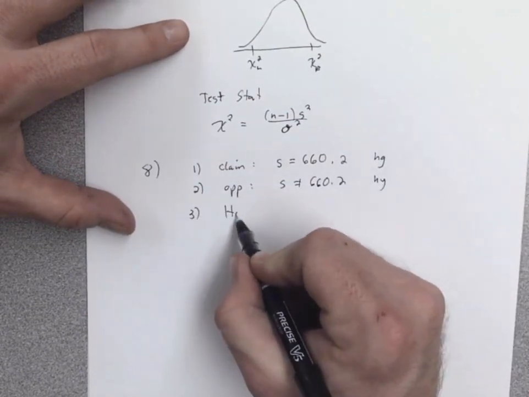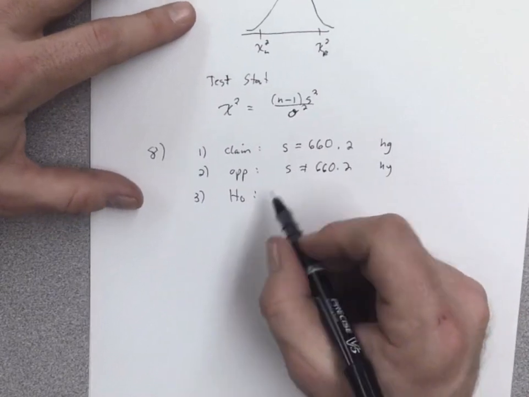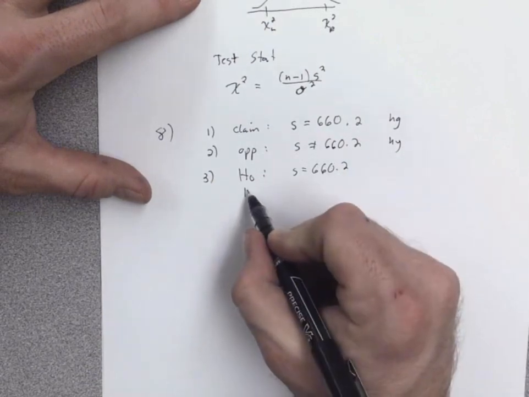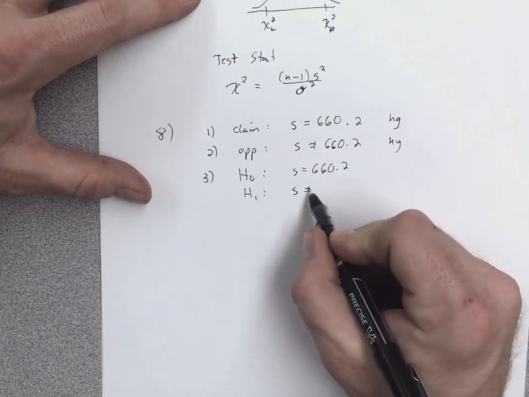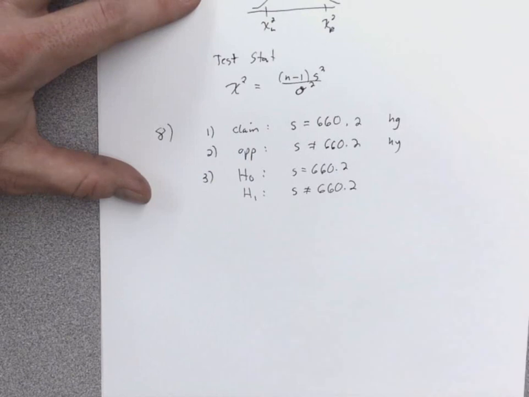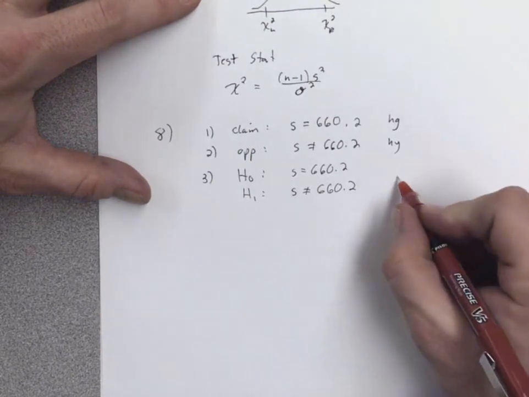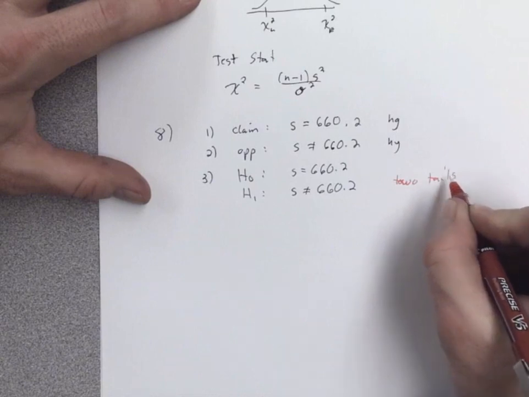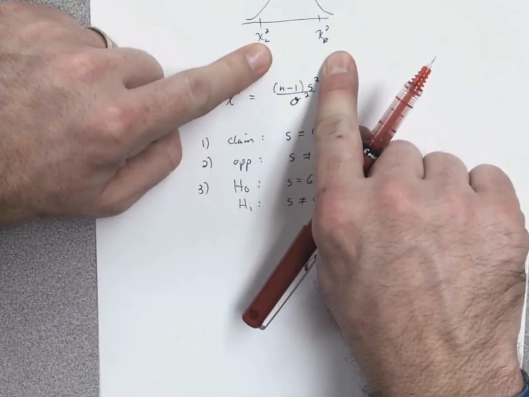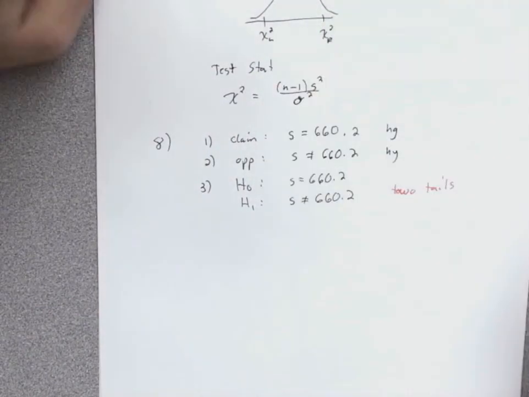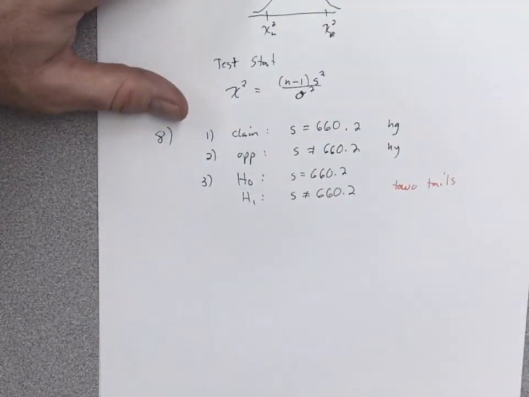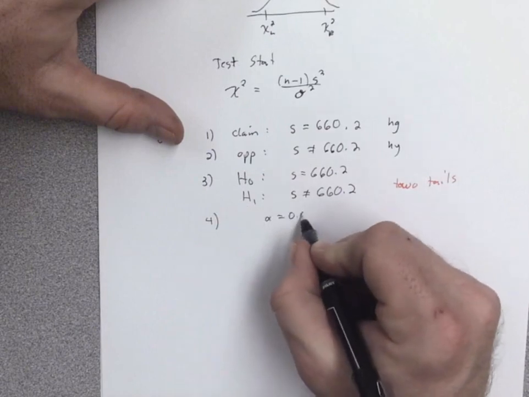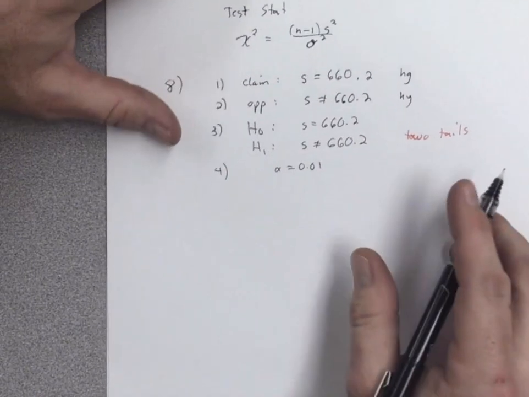So 3, our null comes from equality, so the null is going to have the equality. And then our alternative comes from the one that doesn't have the equality. That's why this is two-tailed, because your alternative talks about your tail. So that means I'm going to be using both chi-squared left and chi-squared right, and the sum of the areas is going to be equal to alpha. In this case, alpha is equal to 0.01. Since I'm going to be using alpha over 2, I'll draw it out here.